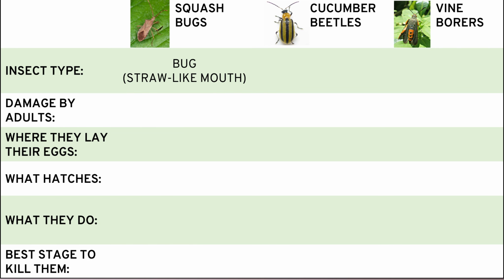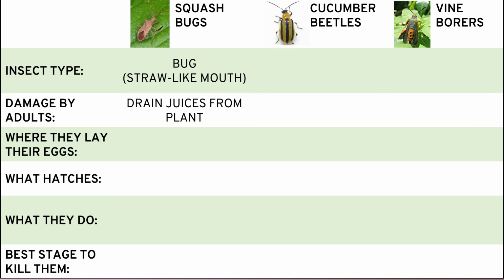I've made a basic table here with the attributes for each of these pests. It's important to understand the basics of their life cycles if you want to control them. I'll start with the insect type. The squash bug, like the name suggests, is a bug. We use bug kind of as a generic word. Technically, it is an insect with a straw-like mouthpiece.